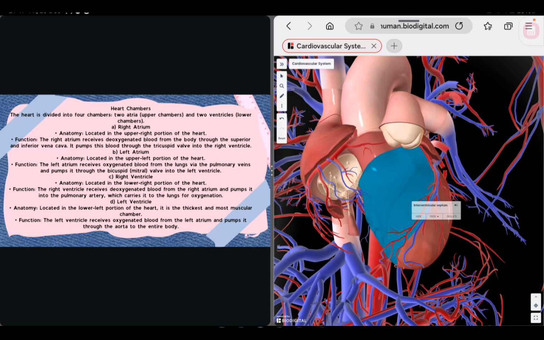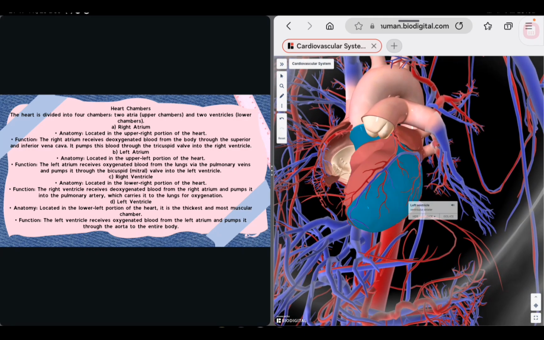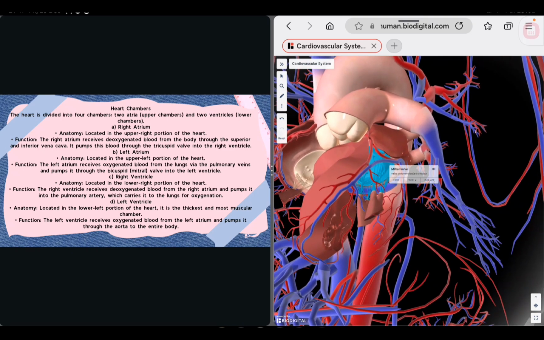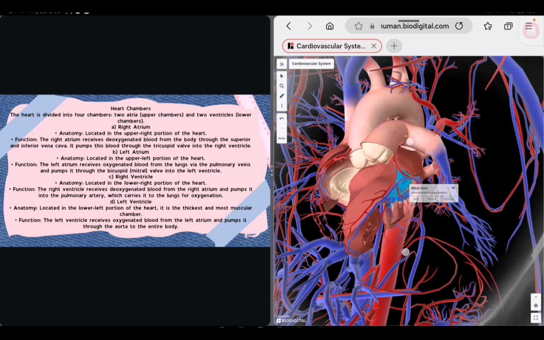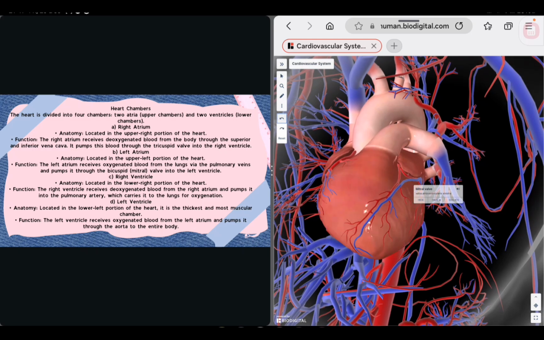Here we got interventricular septum that separates the left ventricle and the right ventricle. This is pulmonary valve as it is connected to pulmonary trunk, aortic valve connected to the aorta, tricuspid valve, and mitral valve. So we have 4 chambers of heart and 4 valves of the heart. Now done about the anatomy, now let's talk about the function of each of these components.